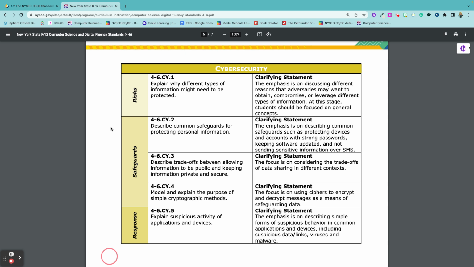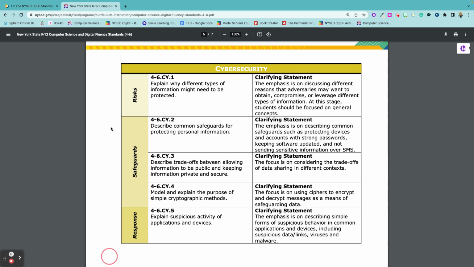As we move into CY4, model and explain the purpose of simple cryptographic methods. This is a fun one for students. Really have some fun looking at Breakout EDU or the Pigpen cipher or Caesar shift. Look at hieroglyphics to emojis and the development of language. This is going to allow students to understand how ciphers are used to encrypt and decrypt messages to keep our data safe.